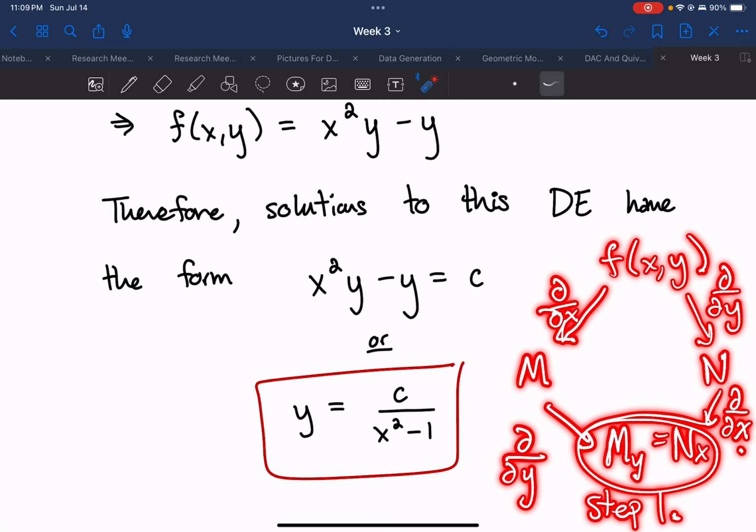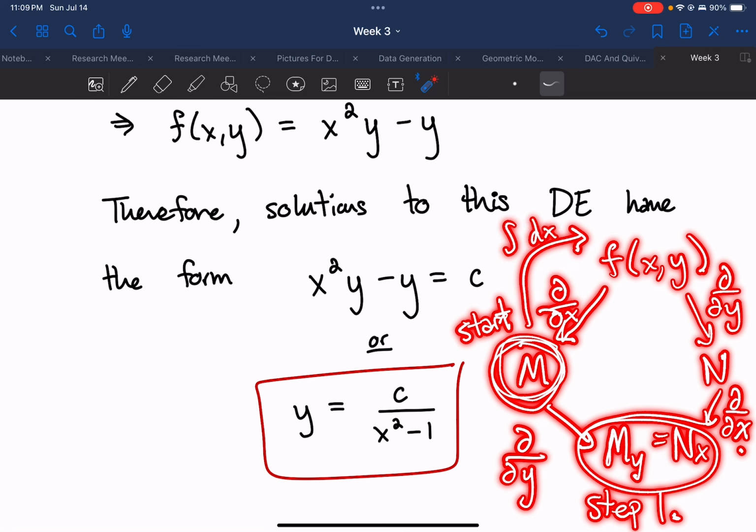The way I do it is I start with M, right? Start here. I integrate dx. Take M, integrate dx. You should get some expression for f, but that will involve a constant. And to solve for the constant, you then differentiate that thing you just found with respect to y, and compare it to N.